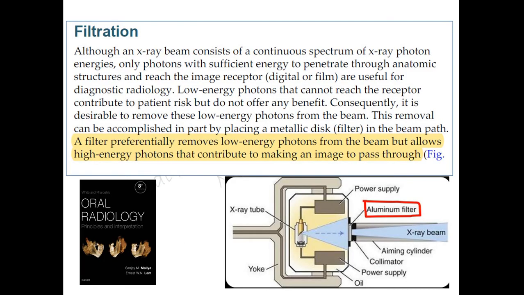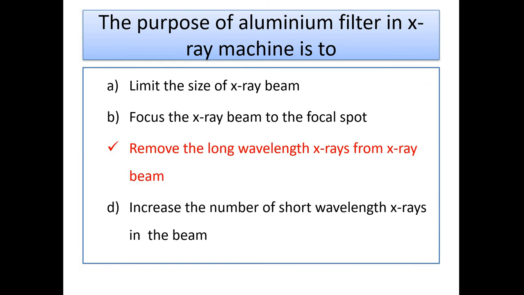According to the textbook, the X-ray beam consists of a continuous spectrum of X-ray photon energies. So it has both high energy photons as well as low energy photons. But these low energy photons cannot reach the receptor; they only reach the patient and get absorbed in the patient's body. They cannot penetrate the patient's body and reach the receptor. So they contribute to patient risk, and such photons have to be removed. The filter preferentially removes the low energy photons from the beam and allows the high energy photons that contribute to making an image to pass through.